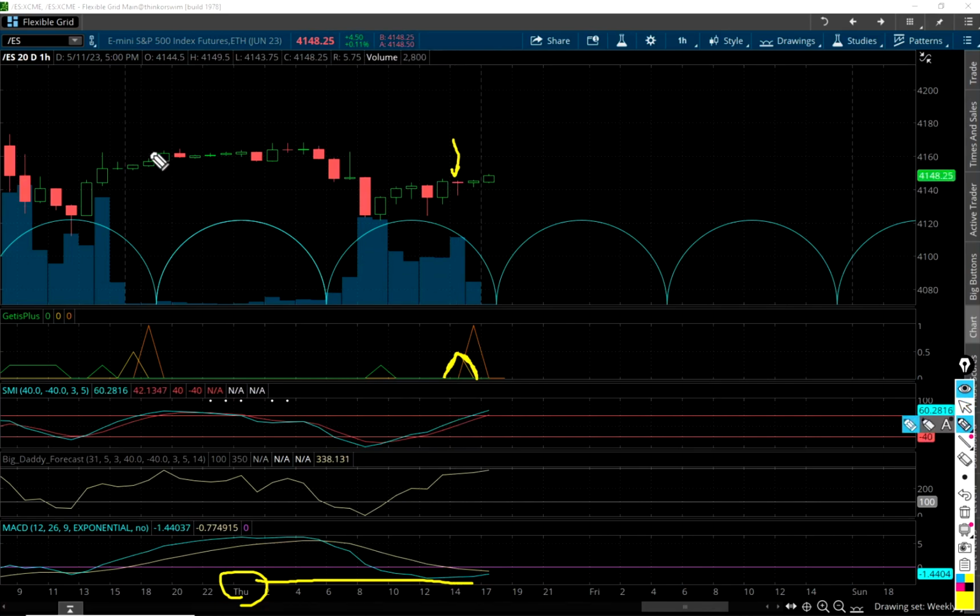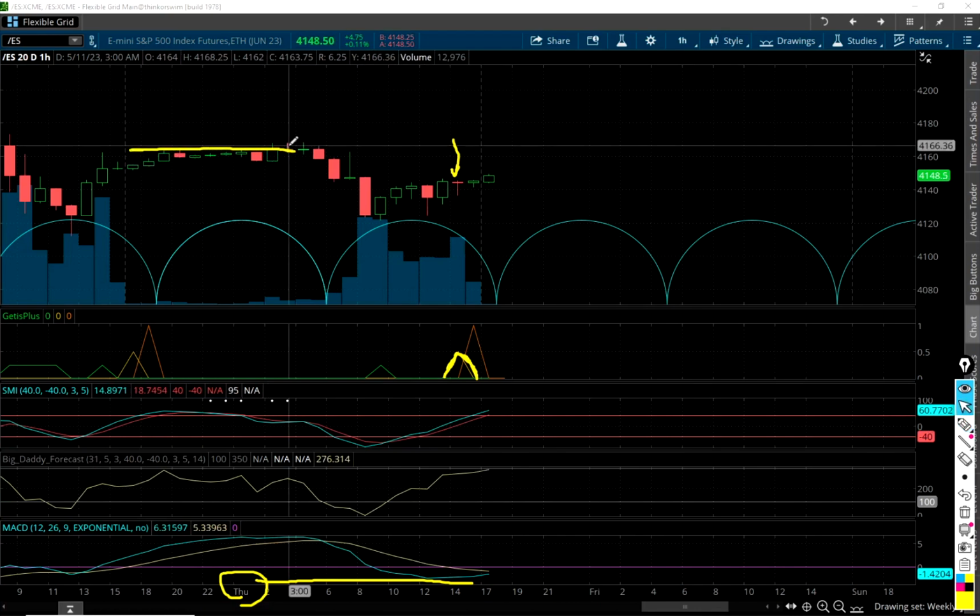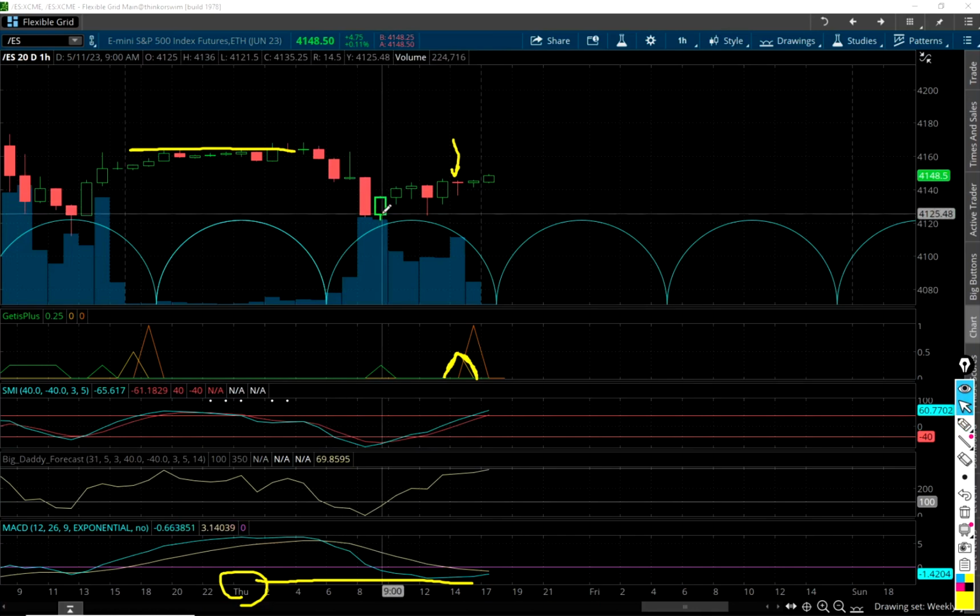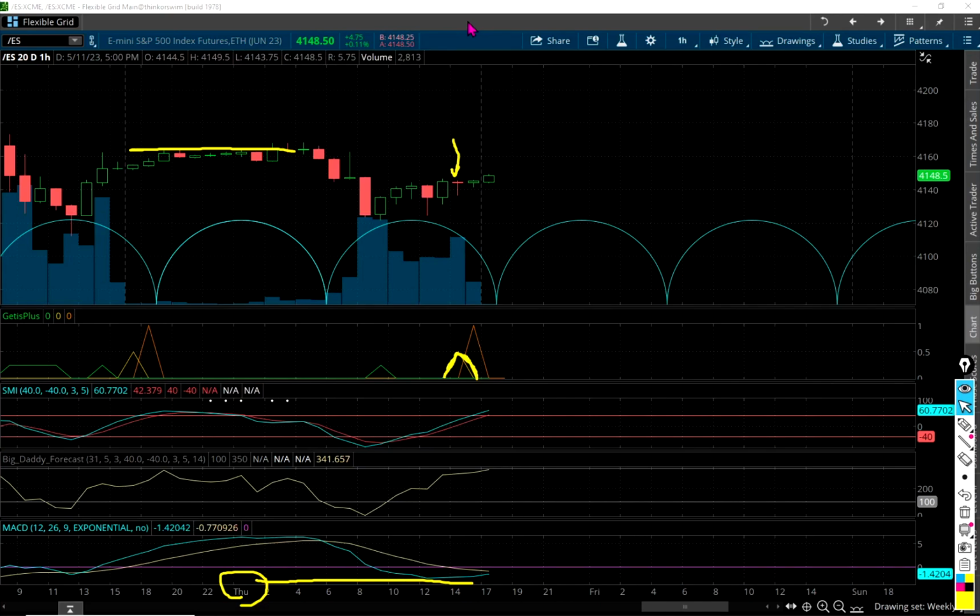You can just tell, look at this day, very small day, yeah. The high of the day was 41.68 and the low was 41.36. My goodness. 30, 35 point day, whatever it was. It's really, really small. Small range day. But there was still money to be made.